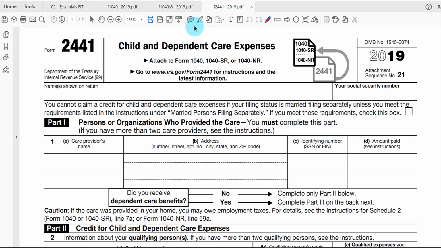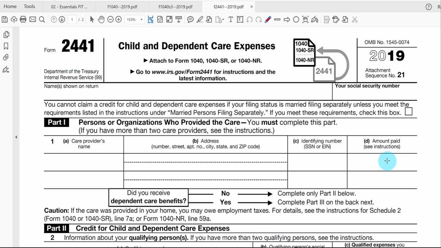So here in part 1, we're going to identify the person or company that's providing the care. So you write in the name here, their address, their ID number, and the amount that was paid for the year. You could even pay relatives, keeping in mind that the amount that you pay them is going to be taxable income to them.